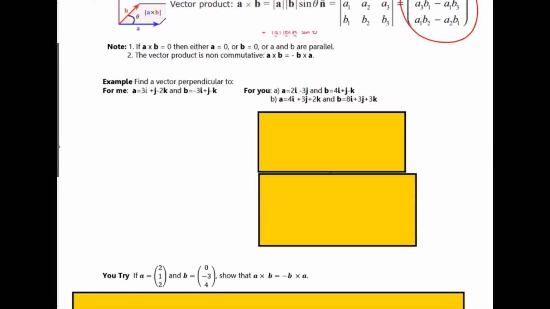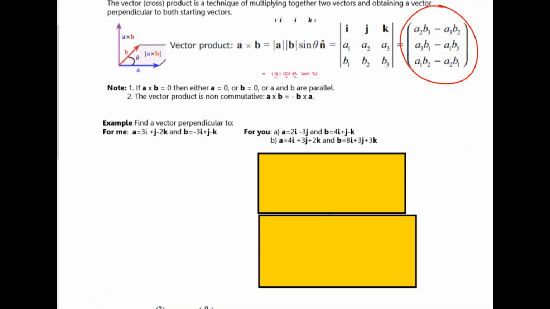Let's practice using this. So in this example here, we're asked to find a vector perpendicular to these two things. So we're going to use the cross product to do that. Note that in the textbook, they'll do a long convoluted way of doing it, which you don't need to do, just do the cross product. So in this case, your A1, A2, A3 are 3, 1, and minus 2. Your B1, B2, B3 are minus 3, 1, and minus 1 from B. Okay. So I'm going to do A crossed with B, and then just substitute my numbers in.